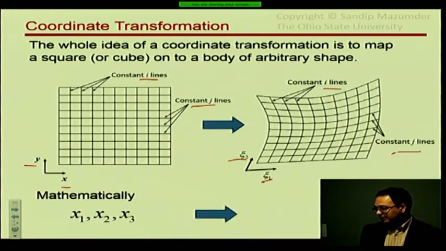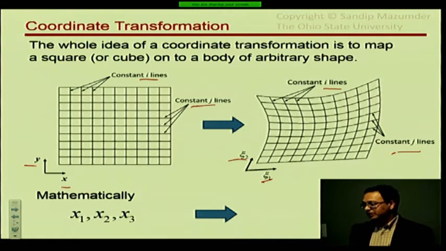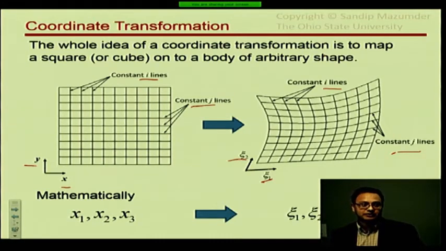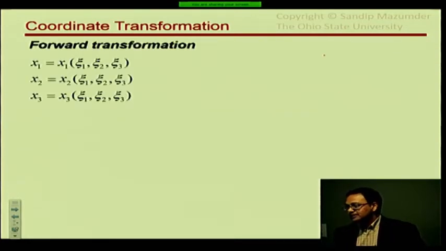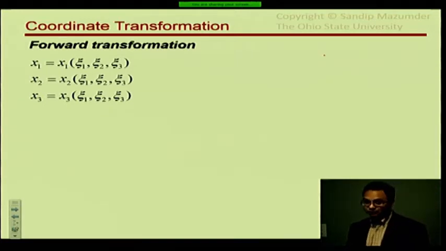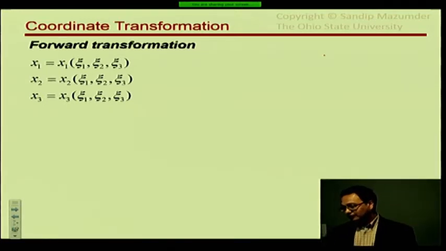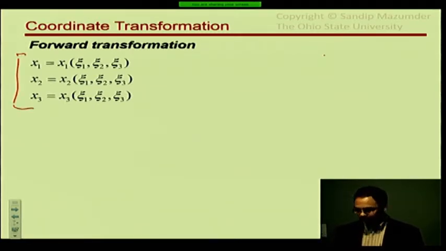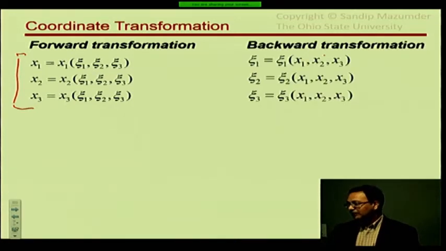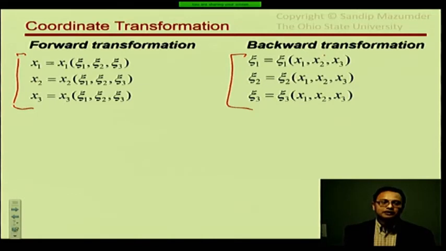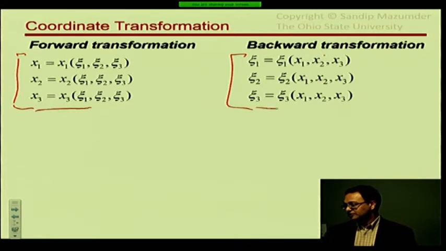So mathematically, this is what we are trying to do. We are trying to transform x1, x2, x3 to xi1, xi2, xi3. So in general, I can say x1 is a function of xi1, xi2, xi3, x2 is a function of xi1, xi2, xi3, and x3 is a function of xi1, xi2, xi3. And this is known as the forward transformation. Now here I've just written it in functional form, but I'll give you some examples soon. The backward transformation would be the reverse, where you write xi1 in terms of x1, x2, x3, and so on. This is known as the backward transformation.